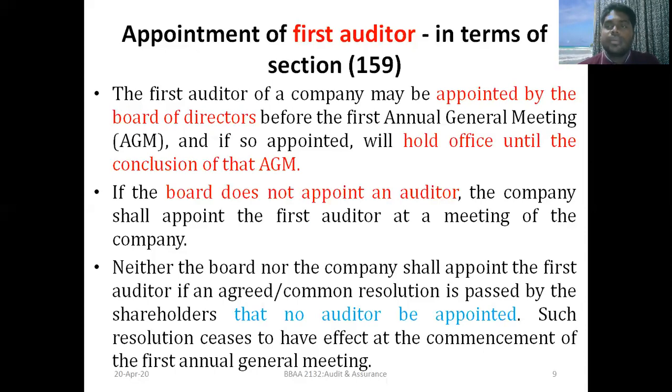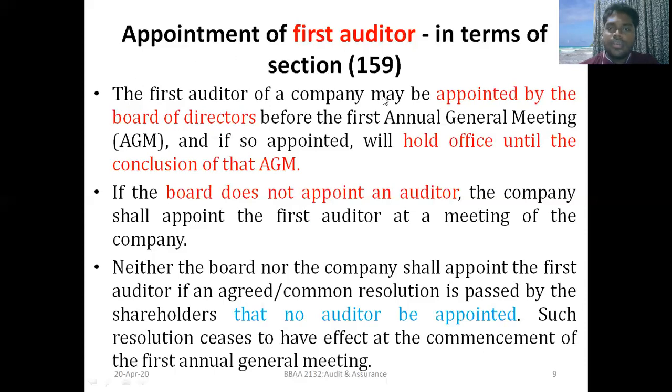Keep in your mind, this is very important. The examiner may ask MCQ type questions, structured type questions from this part. So don't try to memorize, just try to understand what is mentioned in each particular section. This section, appointment of first auditor, really understand. I am talking about the first auditor appointment, which is normally applicable to a newly established company.